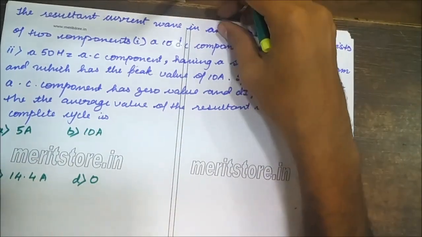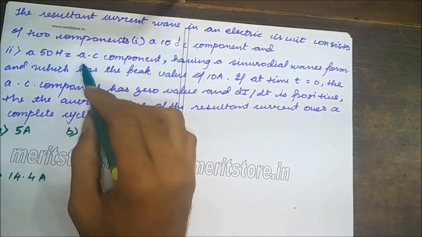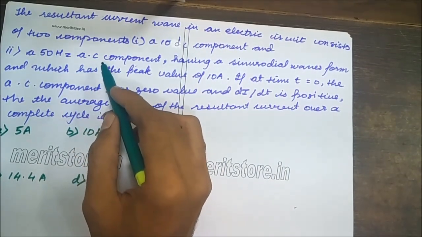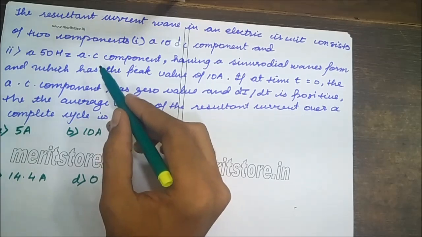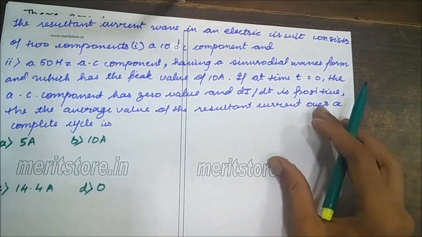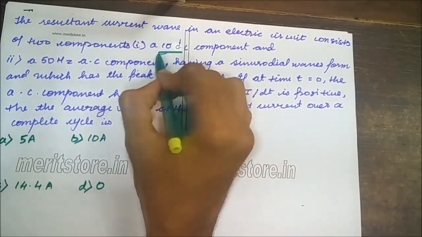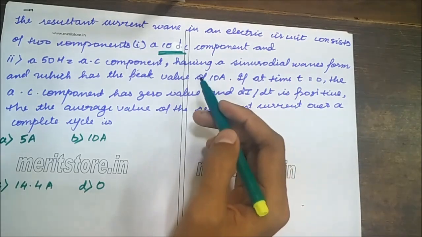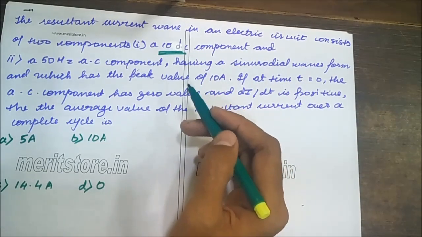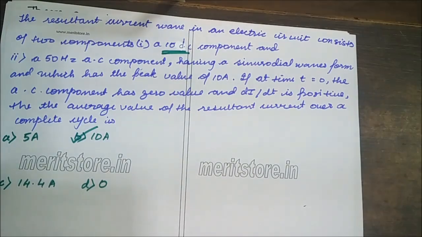So here there are two components, a DC component and a 50 hertz AC component. The average value of an AC component over a complete cycle becomes 0. So all we get is the DC component, that is 10 amps of current. So the final answer is option B, 10 amps of current.